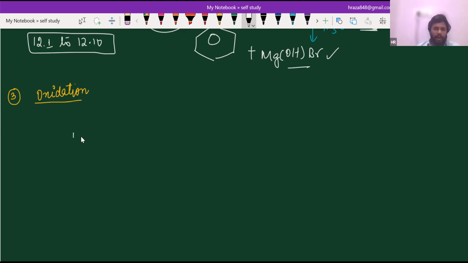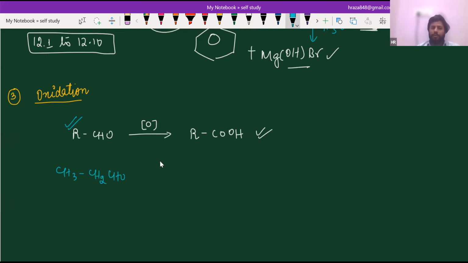So for oxidation, if you have an aldehyde, RCHO, and you are going to use an oxidizing agent, this aldehyde will be directly converted into carboxylic acid. Always do remember, it's very important. Let's take an example. If you have propanal and you are going to use an oxidizing agent, it will be directly converted into carboxylic acid.